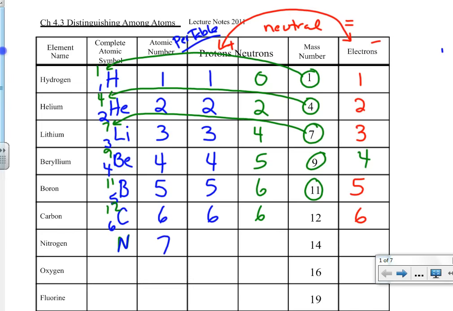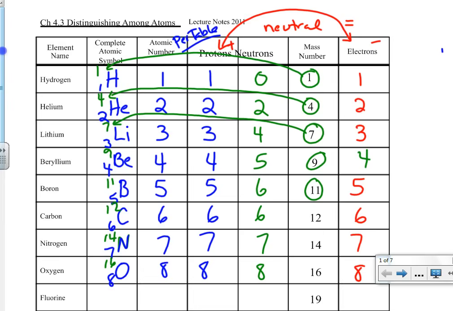Nitrogen has the atomic number 7. In this case, the mass number is told to us to be 14. 14 minus 7 gives us 7 neutrons. 7 protons and 7 electrons will make this atom neutral. Oxygen, symbol O, has an atomic number of 8. We're told here that the mass number is 16. 16 minus 8 will give us 8 neutrons. 8 protons, 8 electrons makes this neutral.